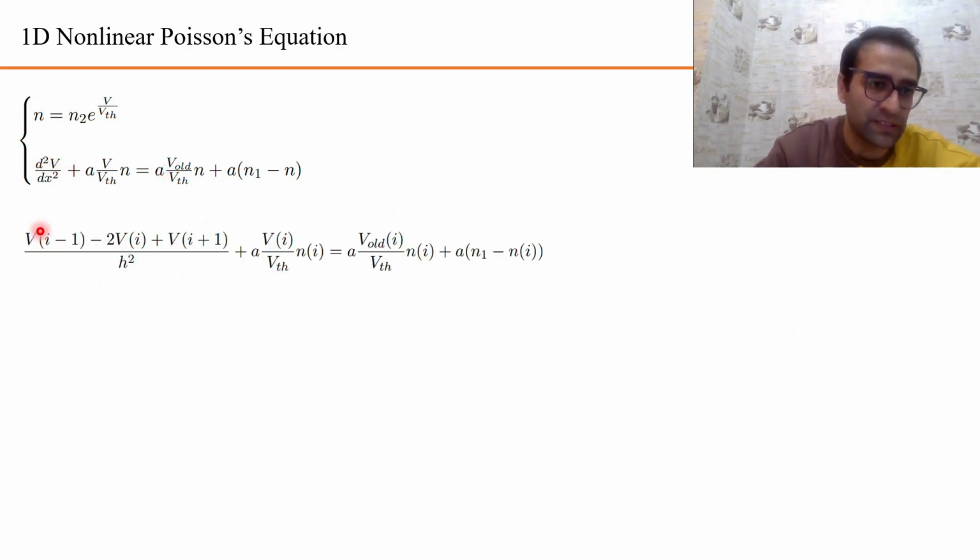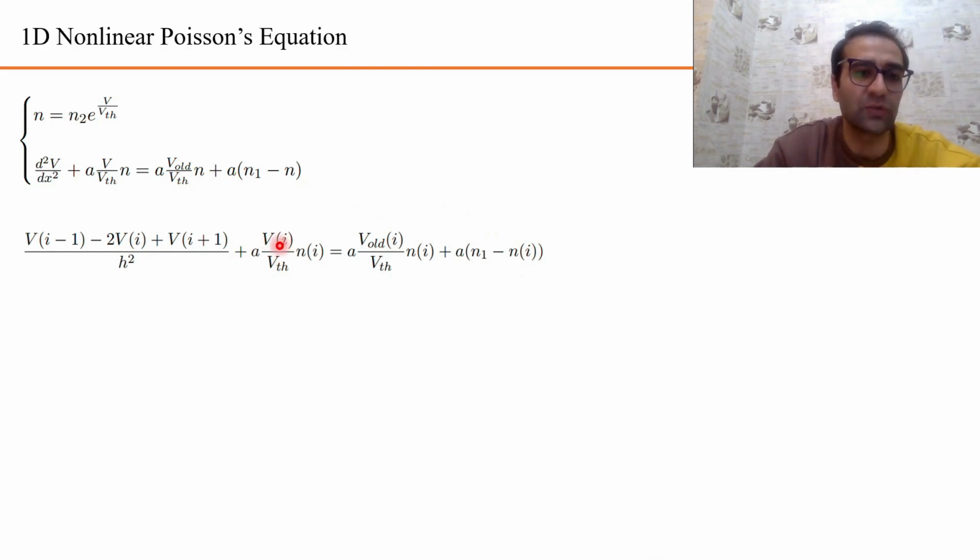If you remember, this is the definition of the second derivative using the finite difference technique, and this is the discrete form of this term: a V_i divided by V_thermal, multiplied by N_i, equal to a V_old_i divided by V_thermal, multiplied by N_i, plus a multiplied by (N1 minus N_i).